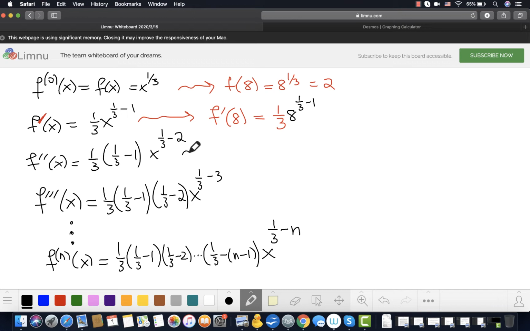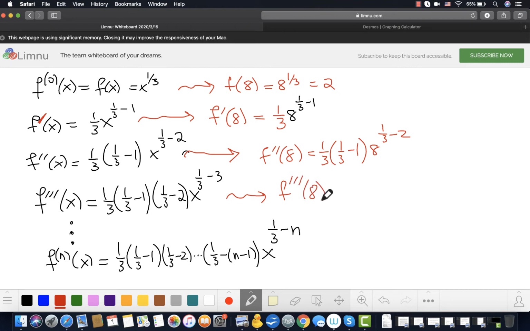Okay. So here, the second derivative evaluated at 8 is 1/3 times (1/3 minus 1) times 8 to the power of (1/3 minus 2). So again, I'm just plugging 8 into x. So the third derivative evaluated at 8 is just 1/3 times (1/3 minus 1) times (1/3 minus 2) times 8 to the power of (1/3 minus 3).